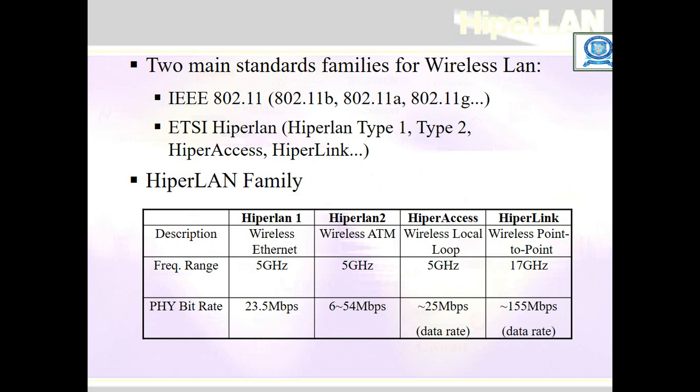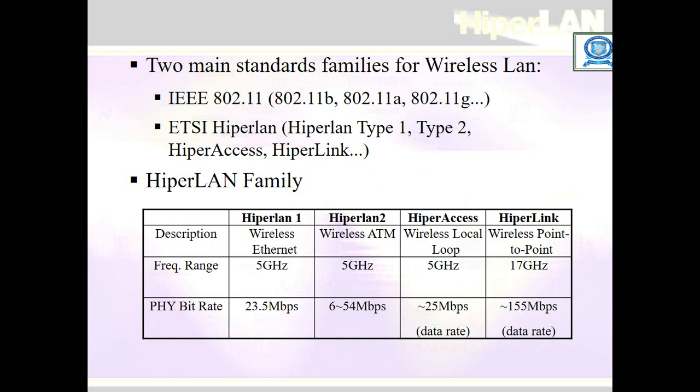First we see Hyperlan 1. Hyperlan 1 is used in wireless Ethernet, the frequency range is 5 GHz and the bit rate is 23.5 megabits per second. Hyperlan 2 is used in wireless asynchronous transfer mode. ATM is nothing but asynchronous transfer mode. The frequency range is 5 GHz and the bit rate is 6 to a maximum of 54 megabits per second.